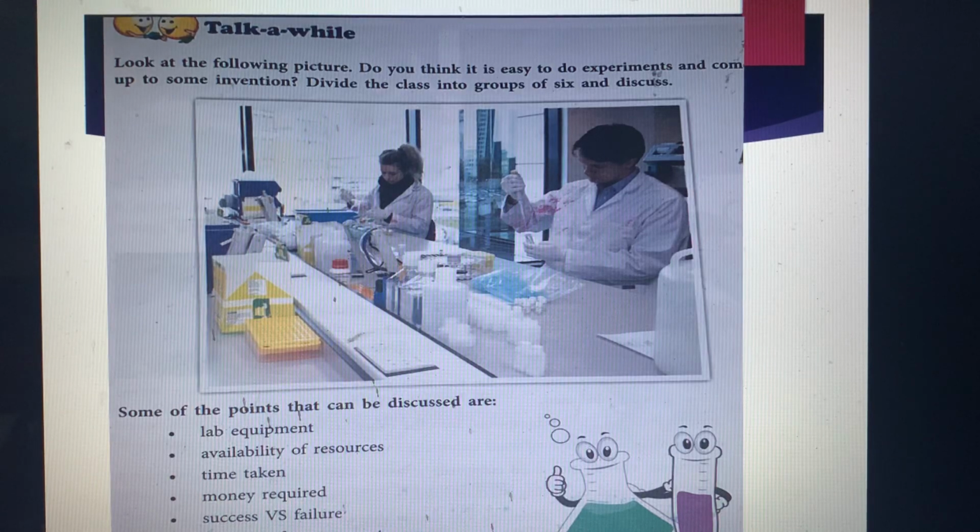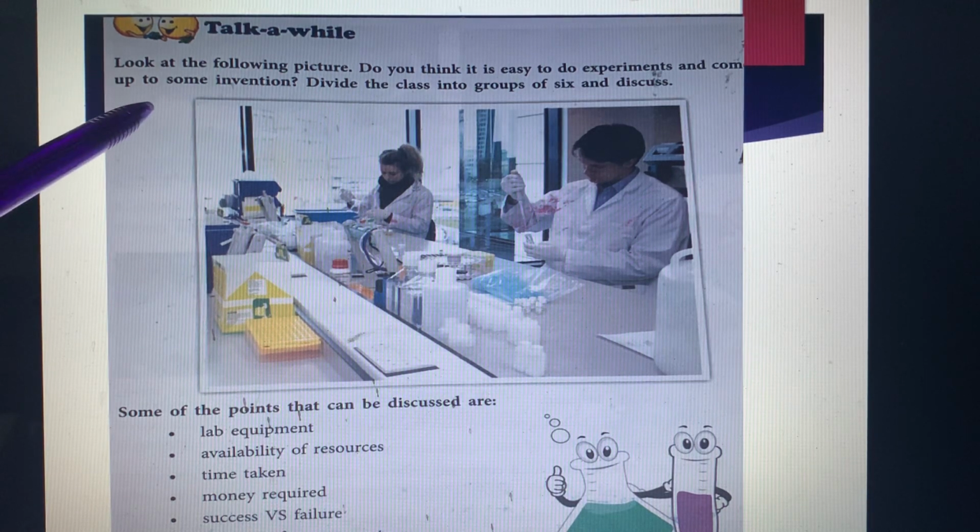This is the next exercise. It is given on page number 37. It is also very interesting. Talk a while. Look at following picture. Do you think it is easy to do experiment? Do you think so? बहुत आसान है क्या experiment करना laboratory में? No, I don't think so.